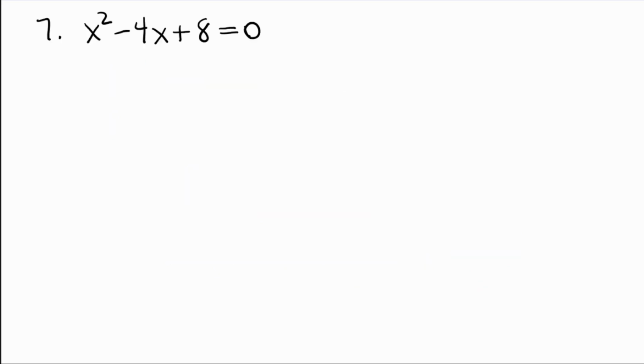Next, we've got x squared minus 4x plus 8 equals 0. This one's already set to 0, so I don't have to worry about that. I'm looking for things that multiply to 8 and add to negative 4, and that's not going to be able to happen. That's not going to work. So I'm going to use the quadratic formula.